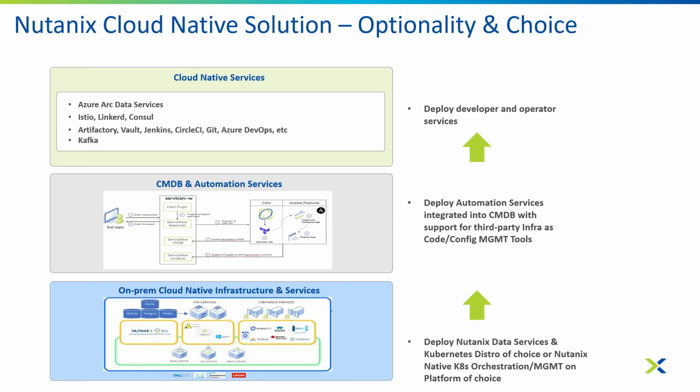So essentially, we're delivering a complete foundation of infrastructure and data services with your choice of Kubernetes, database as a service, along with all of the automation plugins and change management plugins into ServiceNow. And then you have the flexibility and optionality to deploy your cloud native services that you choose, whether you use Git, Azure DevOps, etc.